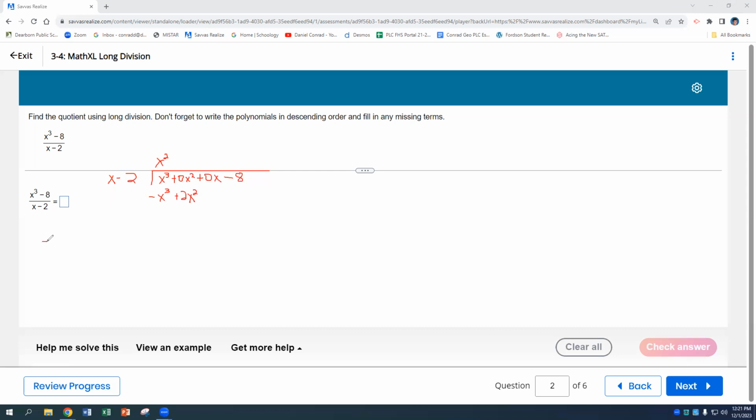Okay, remember, if you have negative x to the third minus 2x, right? If we're subtracting, we got to distribute the negative. So that's why it's minus x to the third and plus 2x squared, right? Because we're distributing that negative to subtract. So that cancels. This becomes 2x squared. We bring down the other ones. So we have plus 0x and minus 8.